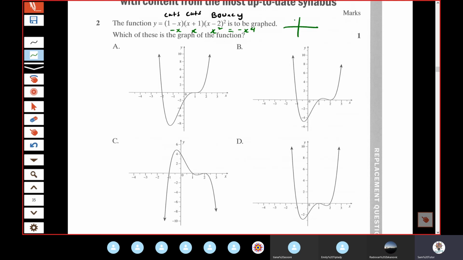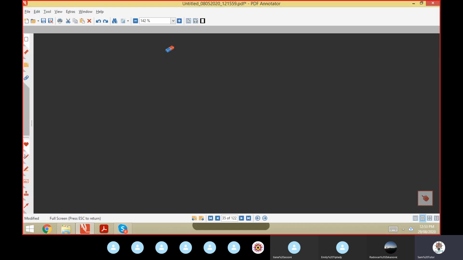Now, negatives, wait, does anyone want me to refresh this from the beginning? Like the whole concept? Or just the bouncy car. Yeah, we'll go through all of them again. Maybe before we do this question, let's just revise it.